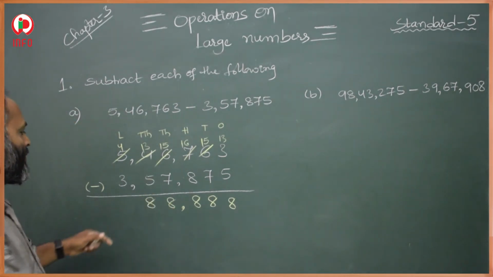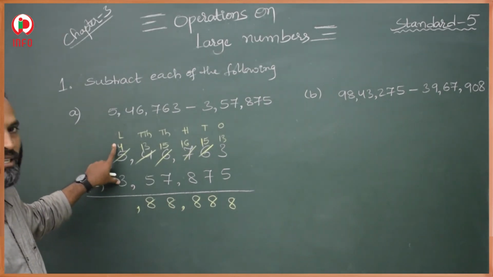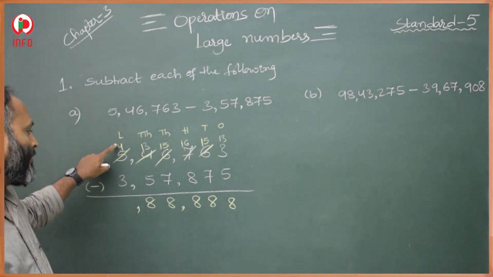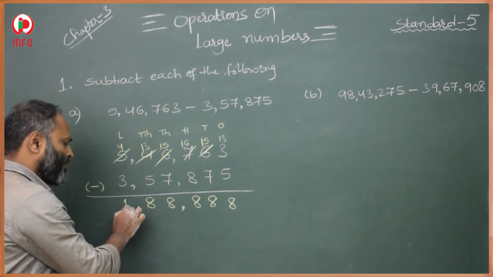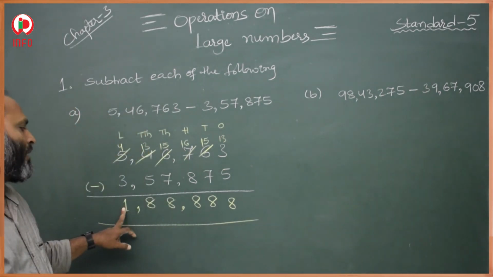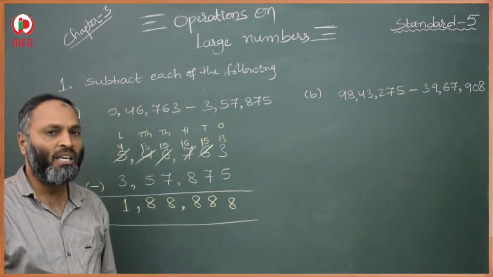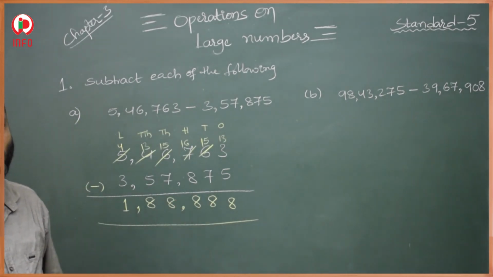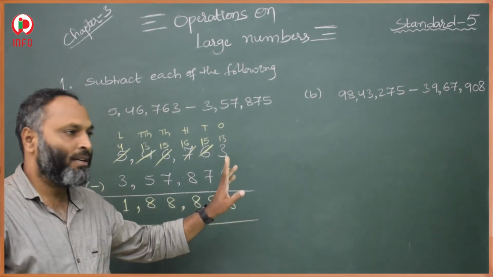Then after that, here 4. 4 is the minuend and 3 is the subtrahend. The minuend is bigger, so 4 minus 3 is 1. So this is our answer: 1,88,888. This is our difference. This is the minuend, this is the subtrahend, this is the difference.